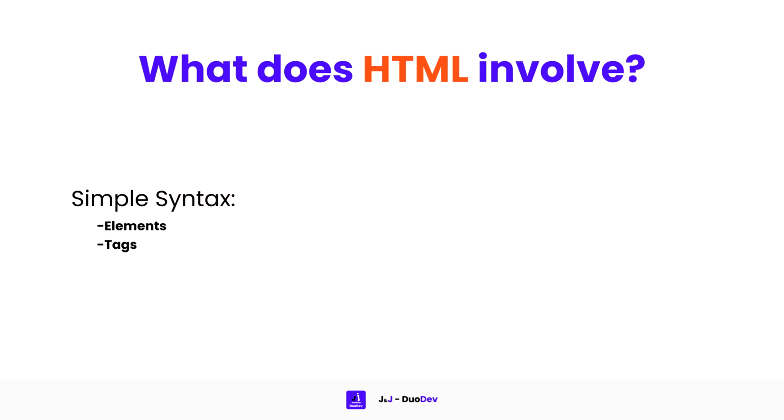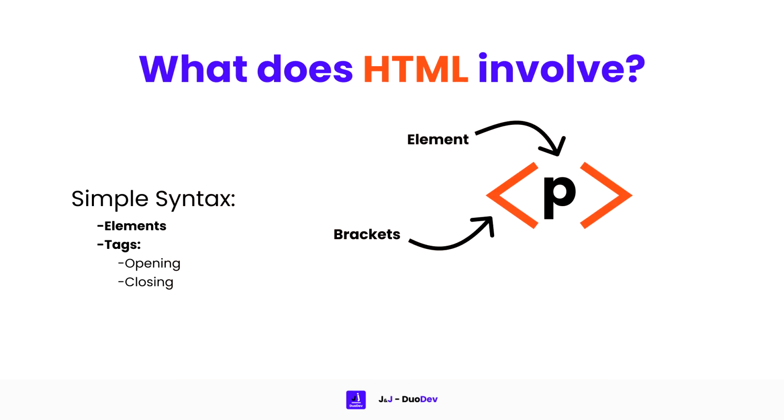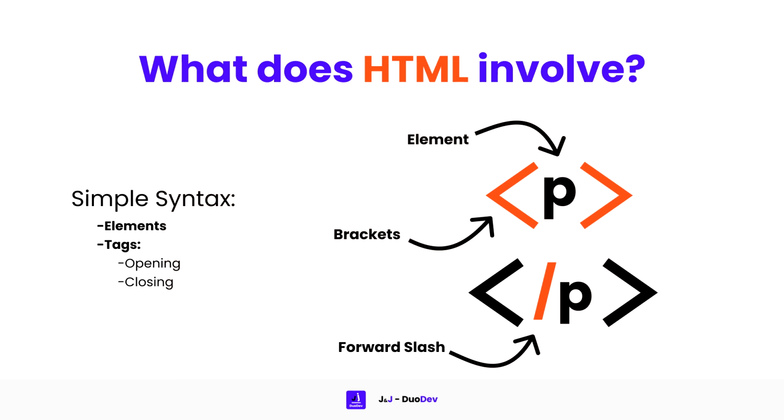So the syntax is very simple. We basically have elements and tags, and the tags can either be opening or closing, but not all elements have a closing tag. So let's look at an example. As you can see on the right, we have the letter P surrounded by a less than sign and a greater than sign. Let's break this down a bit more. We have these two brackets and then the element goes in the middle. Right underneath it, we have a pretty similar looking tag, but the only difference is that we have a forward slash right before the P. By putting that forward slash, we are saying that this is going to be a closing tag.